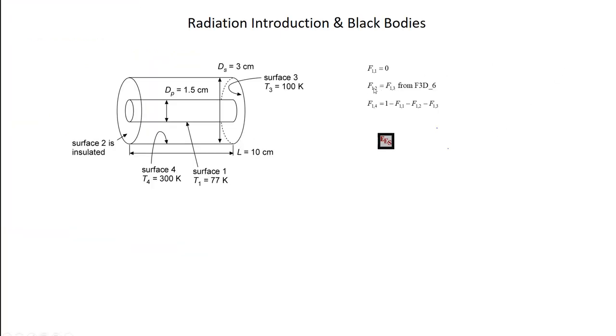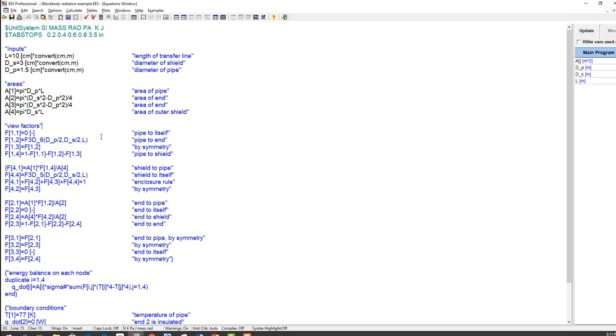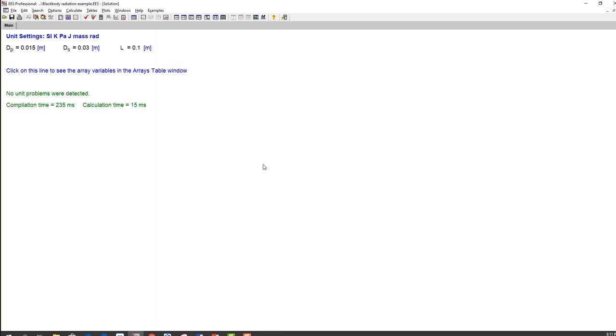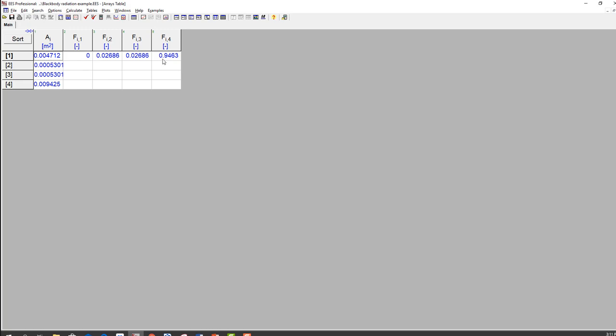F13 is F12. So now I have F11, F12, F13. The only thing I'm missing is F1 to 4, and I can get that from the enclosure rule, right? The enclosure rule says that F1 to 4 has to be 1 minus whatever fraction hits itself, hits surface 2, and hits surface 3. So at this point, if I hit solve, I should see that the first row in my view factor matrix is filled in, right? And I can actually look at this and see if it makes sense.